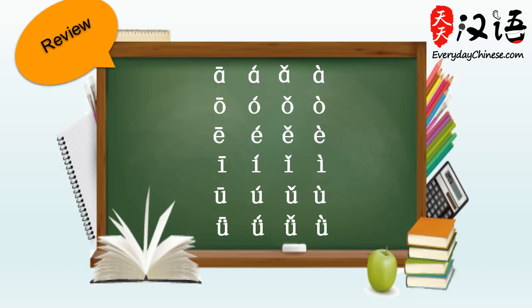Now let's put all the four tones together to practice. When you read after me, try to exaggerate the sound as much as you can. Ā, á, ǎ, à. Ō, ó, ǒ, ò. Ē, é, ě, è. Ū, ú, ǔ, ù. Ǖ, ǘ, ǚ, ǜ.